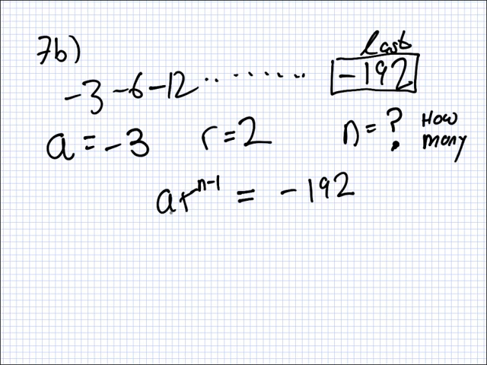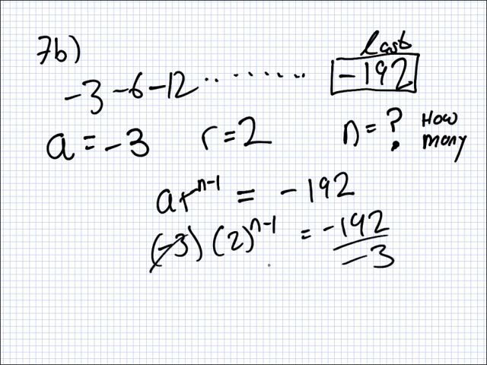Right, what's the A here, Jafet? Minus 3. And the R? 2. Okay, so what should I do next, Jafet? Multiplying the R and the 2? No, no, no. They can't multiply because of the power. Divide both sides by minus 3. Yeah.